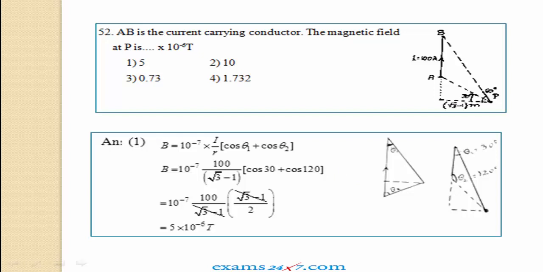B equal to 10 to the power minus 7 into 100 divided by root 3 minus 1 into cos 30 plus cos 120 with reference to the second diagram. Therefore, B is equal to 10 to the power minus 7 into 100 divided by root 3 minus 1 into root 3 minus 1 divided by 2. The magnetic field at P is 5 into 10 to the power minus 6 Tesla. The correct option is 1.